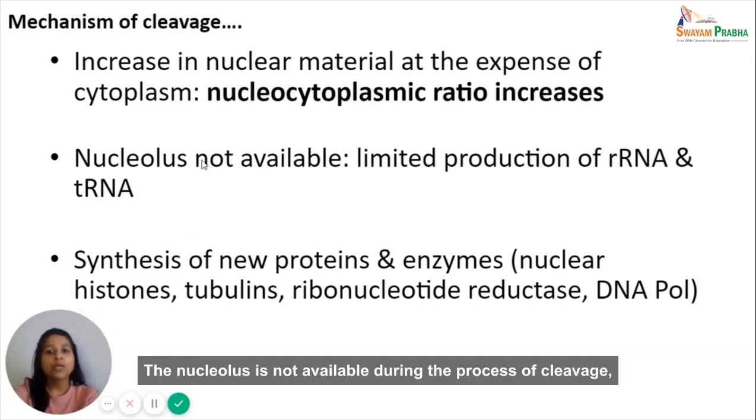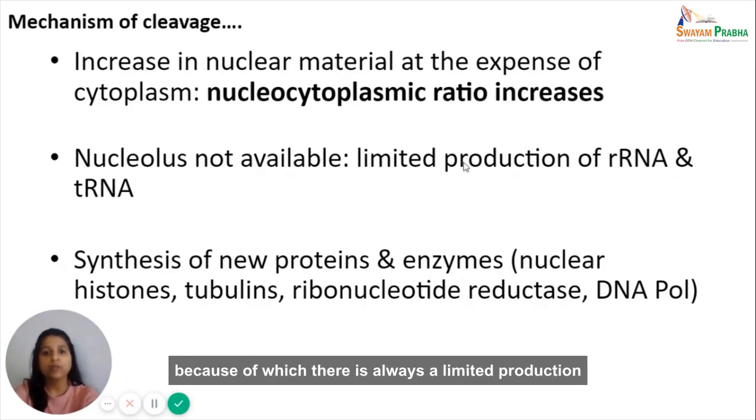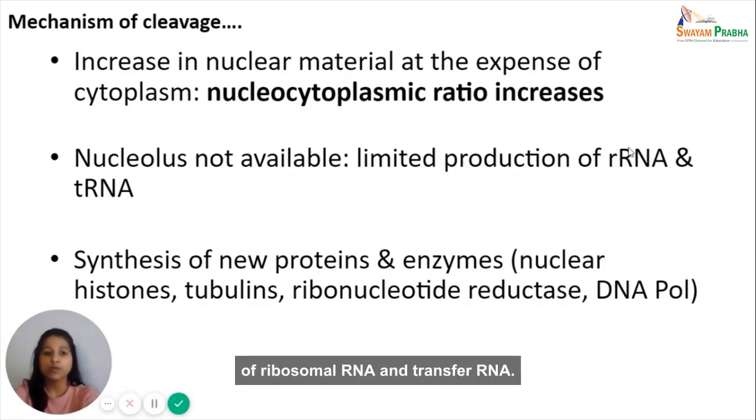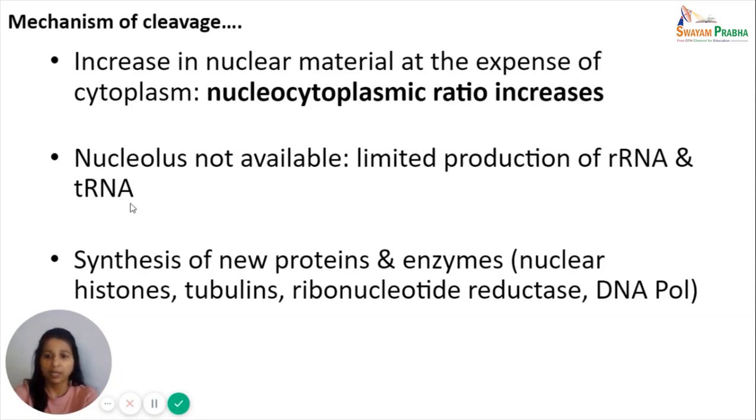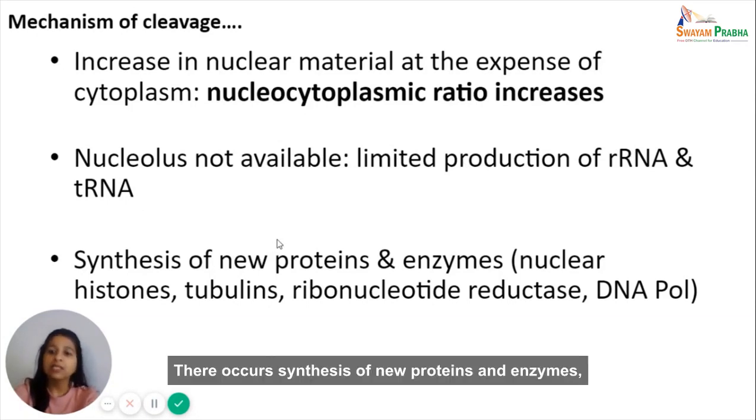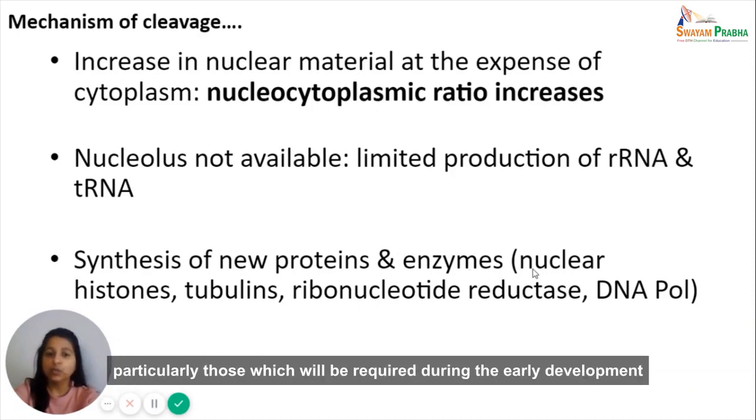The nucleolus is not available during the process of cleavage, because of which there is always a limited production of ribosomal RNA and transfer RNA. There occurs synthesis of new proteins and enzymes, particularly those which will be required during the early development of the zygote, like nuclear histones, tubulins, ribonucleotide reductase, and DNA polymerase.